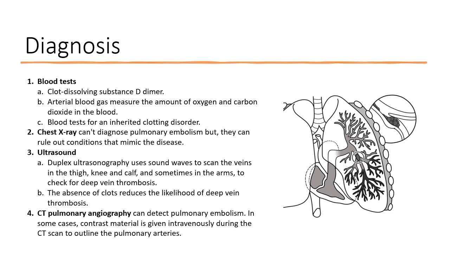veins in the thigh, knee, and calf, and sometimes in the arms, to check for deep vein thrombosis. A transducer is moved over the skin, directing the sound waves to the veins being tested. These waves are then reflected back to the transducer to create a moving image on the computer. The absence of clots reduces the likelihood of deep vein thrombosis.